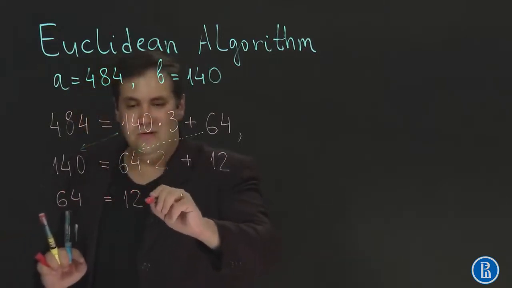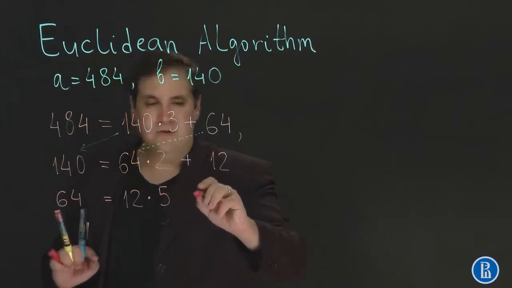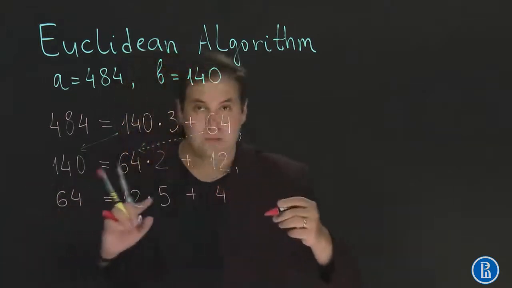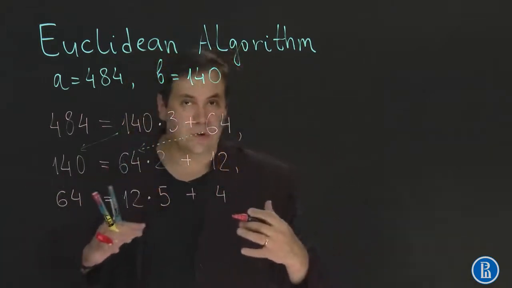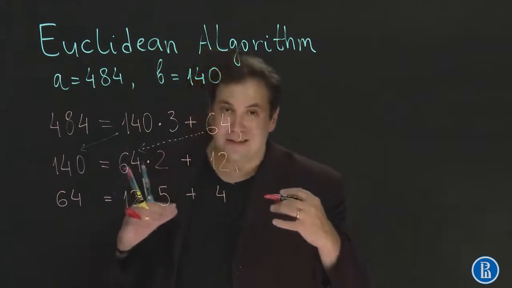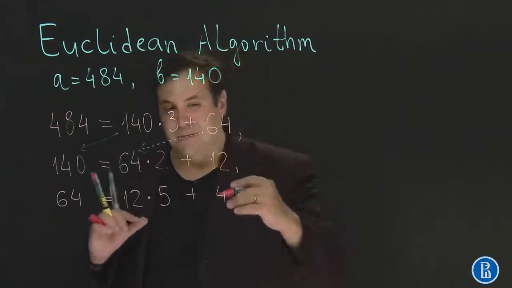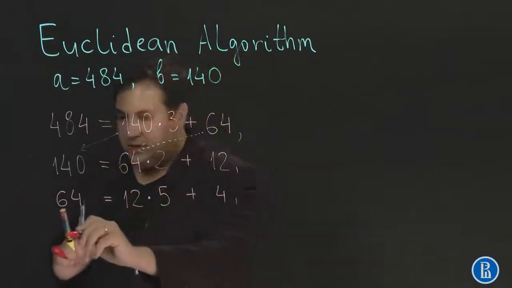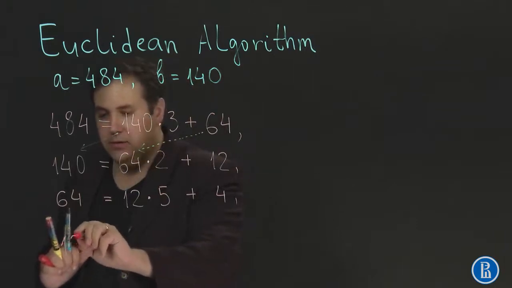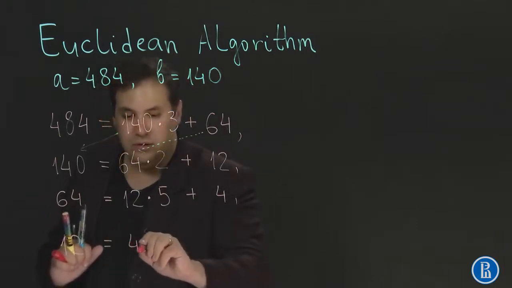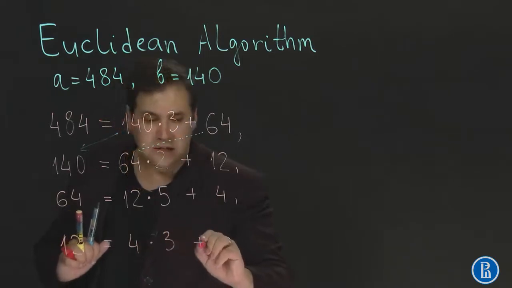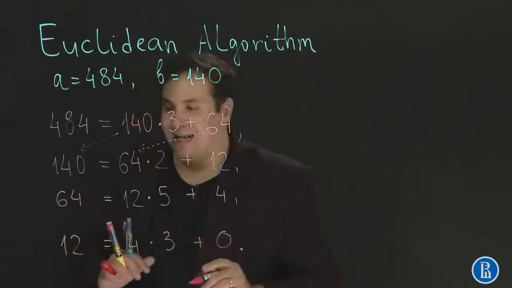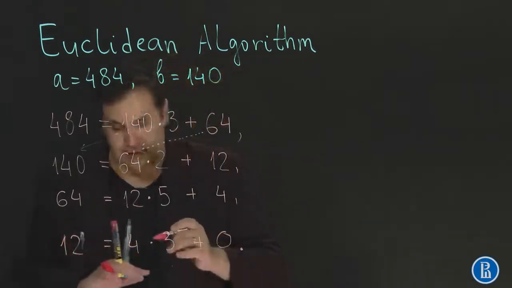by 12, 12 times 5, and plus 4, and we still continue because the remainder is not 0. We'll continue until we reach 0 remainder. So one more step, at least one more step. We divide 12 by 4, and here it goes 0 remainder, which means that Euclidean algorithm stops at this line.